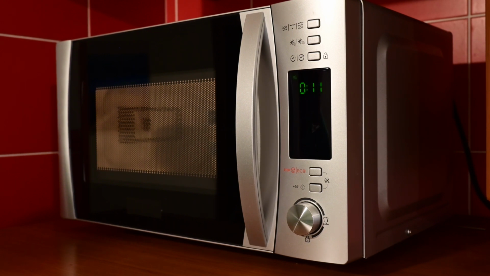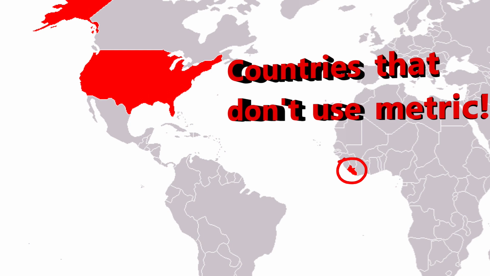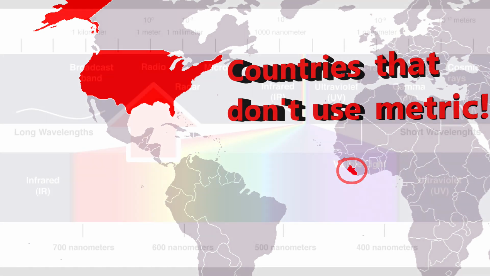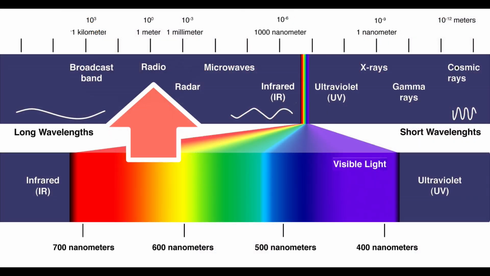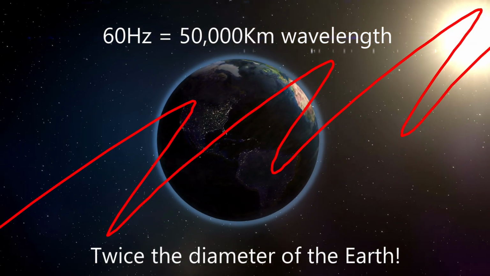By the way, the wavelength of the microwaves in your oven are around 12 centimeters, or about 4.7 inches for my American friends. And you guys in Liberia, too. Way to hold out. Radio waves have even longer wavelengths. Household current in America is about 60 hertz. These wires create a radio wave with a wavelength of about 50,000 kilometers.